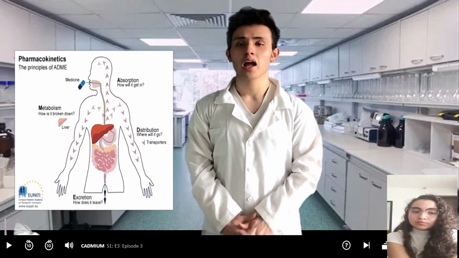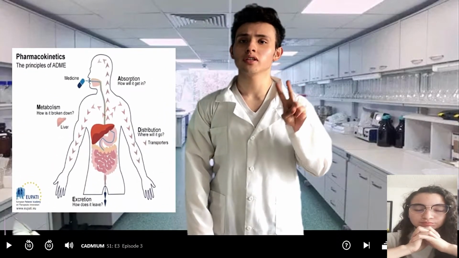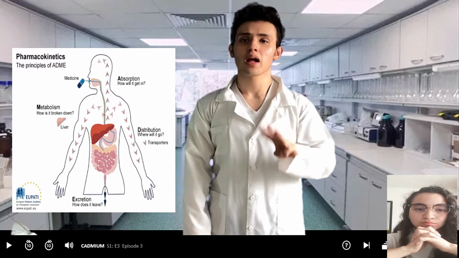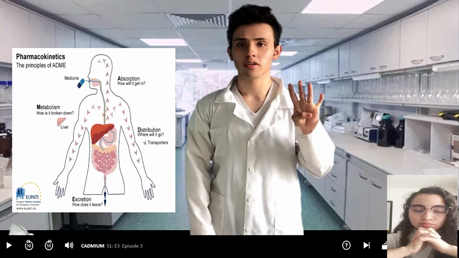This will be explained with the acronym ADME: A for absorption, D for distribution, M for metabolism, and E for excretion or elimination. So let's see each one. First, absorption. Absorption is relatively low.